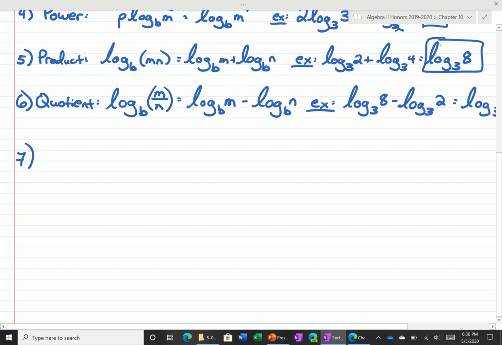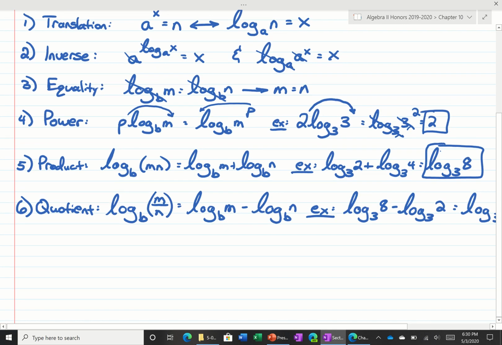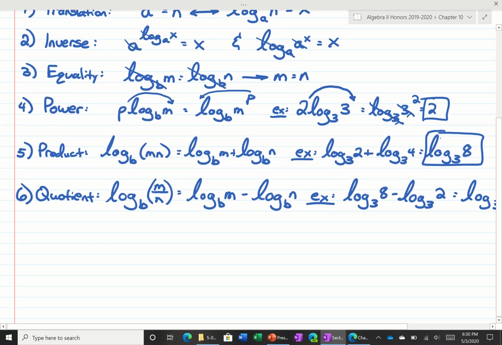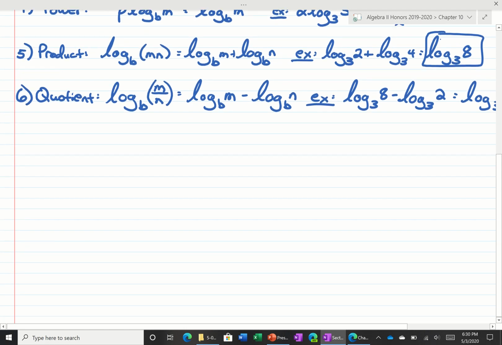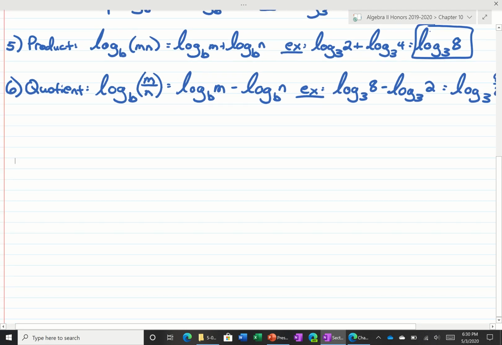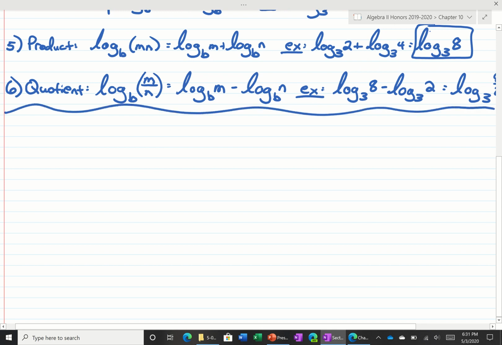It's the quotient property. So that's all the properties. We have the ones from yesterday: translation, inverse, equality. And we have 3 new ones today. So let me show you what we're going to be working on today. It's actually pretty fun. It's kind of like a math jigsaw puzzle. Let me show you.